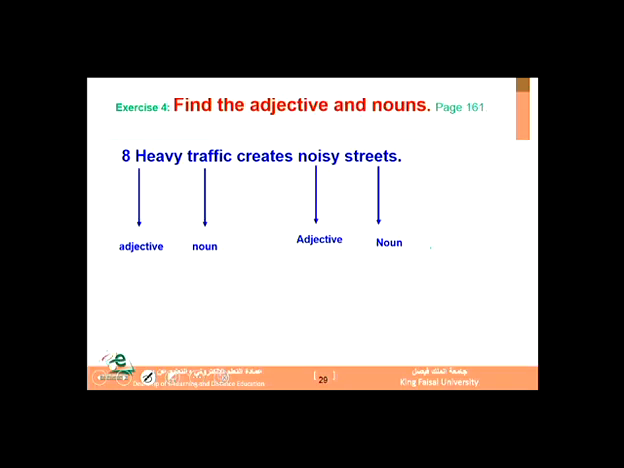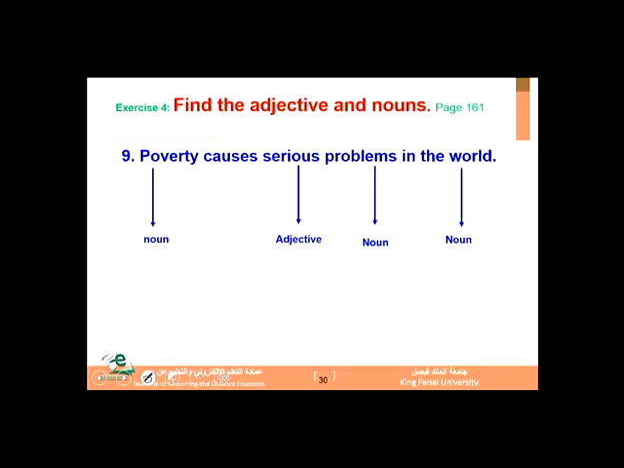Let's look at example number 8. Heavy traffic creates noisy street. Now we have exactly the same thing, where we have heavy traffic as a noun phrase and noisy street. Noisy street, heavy traffic, adjective, noun, adjective, noun. Okay. Poverty causes serious problems in the world.